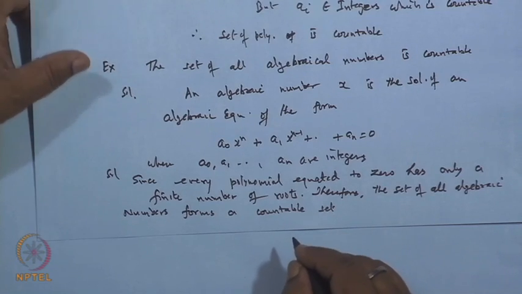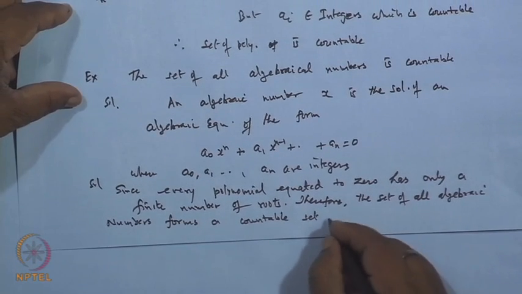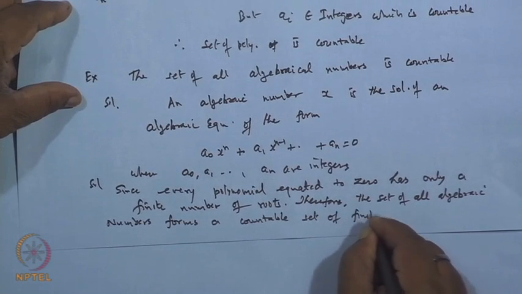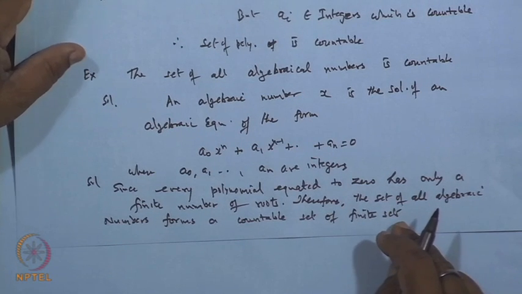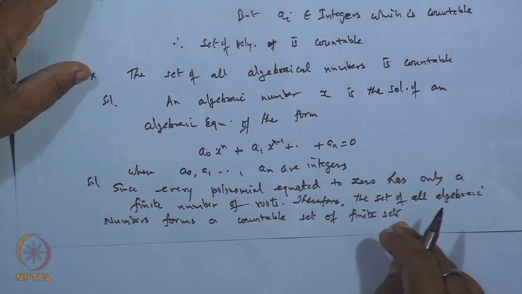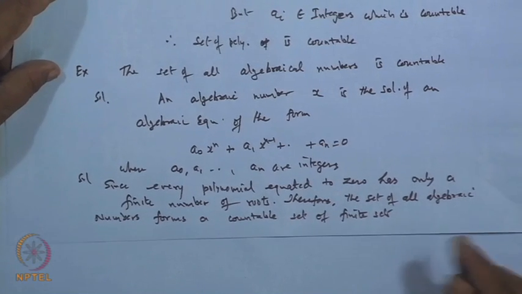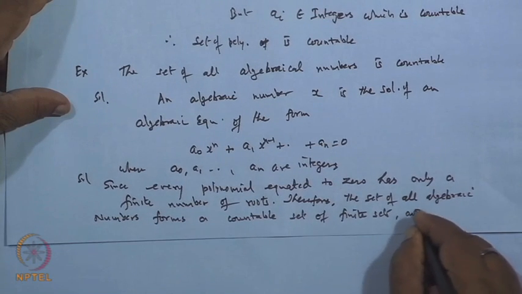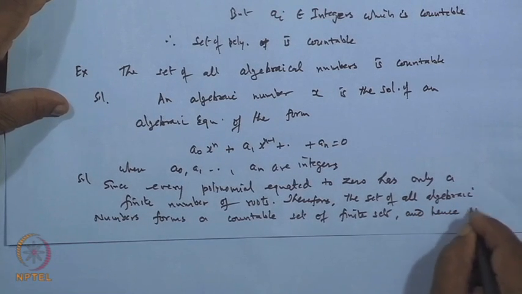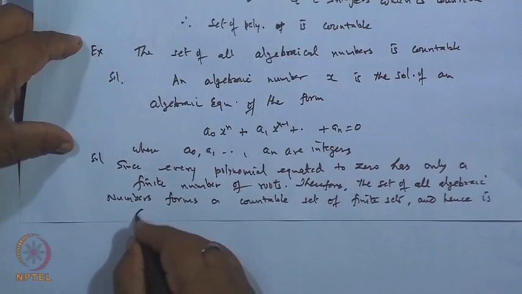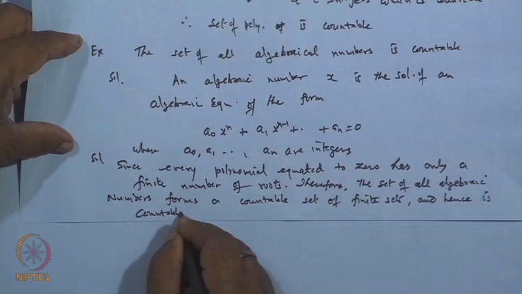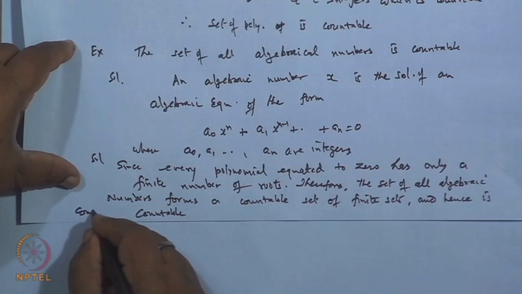A countable set of finite sets, because these solutions are finite. So, it forms a finite set, so it is countable, and is consequently countable, and hence is countable.